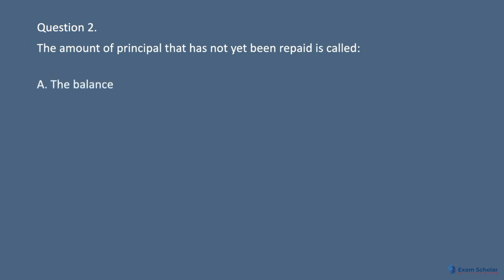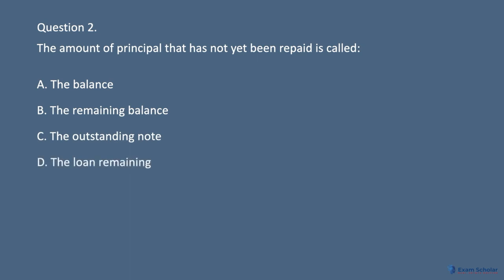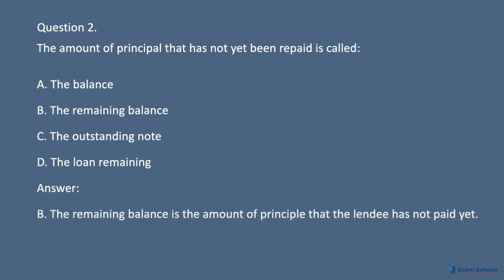Question 2. The amount of principal that has not yet been repaid is called A. The balance, B. The remaining balance, C. The outstanding note, D. The loan remaining. Answer. B. The remaining balance is the amount of principal that the lendee has not paid yet.